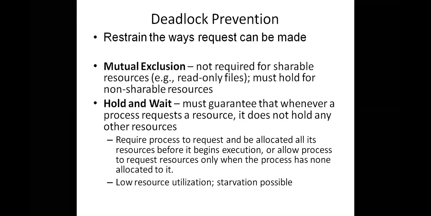What is mutual exclusion? With the help of shareable resources, we can allow multiple processes to use the resource at the same time. Actually, what is mutual exclusion? Only one process at a time can use the resource. But with the help of shareable resources, multiple processes can share the same resource at the same time. And next, hold and wait. Hold and wait means the process should not hold the resources when it is requesting another resource. First, the process has to release the resources and then it needs to request.